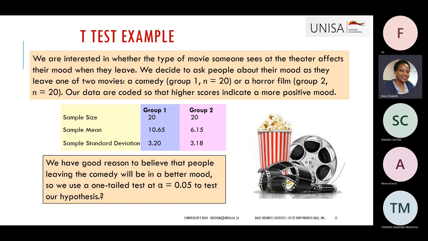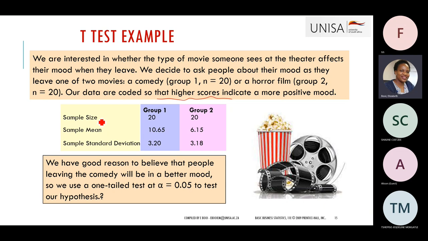And our data was recorded and coded so that a higher score indicates a more positive mood. Now, when you read questions like this, you need to always be mindful of every statement or everything that they tell you on there and highlight the things that stand out. Like, for example, I just spoke about higher scores indicating positive mood, but it's not the end, because I still need to know what they want to hypothesize. So they calculated already the statistics of the two groups.